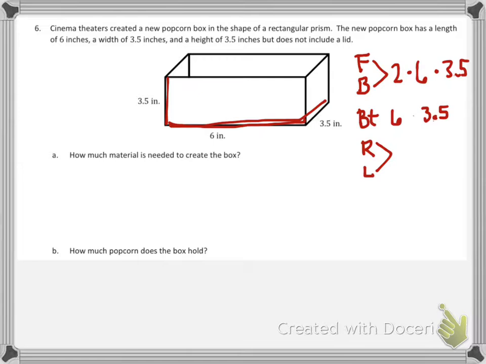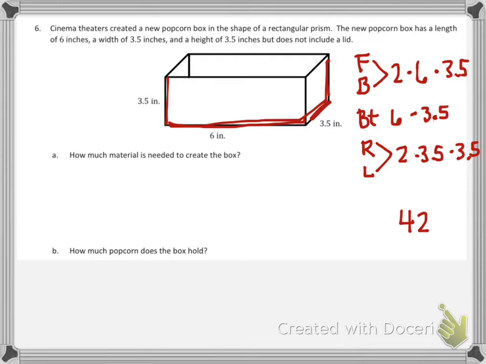And we won't multiply by 2 this time because we only want the bottom. And the right is a 3.5 by 3.5. So that's 2 of those, 3.5 times 3.5. Okay, so we've got all of our calculations here, and we can multiply. Let's see, 2 times 6 times 3.5, that's 42. So I'm going to put those down here so we can see them. 42 is the front and the back.